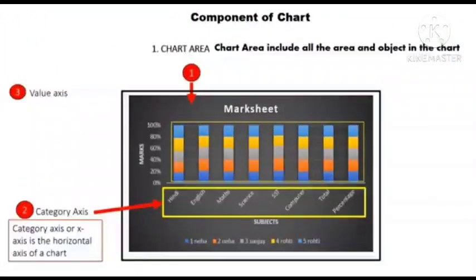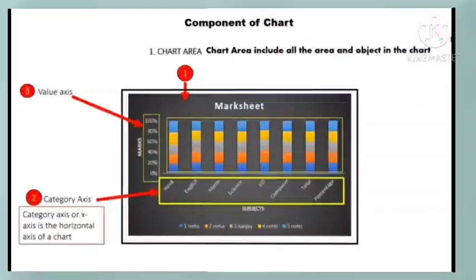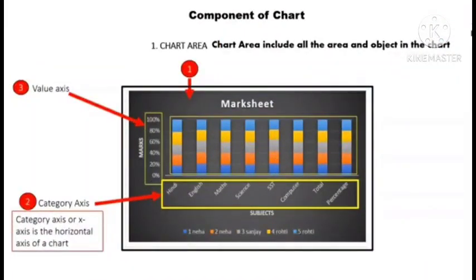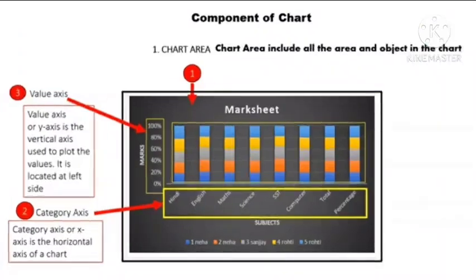Next we have the value axis. Over here in this figure you can see the value axis, children. The y-axis, where you enter the values of the data, is called the value axis. You can see over here, it has been marked with an arrow and it shows the percentage. The value axis or y-axis is the vertical axis used to plot the values. It is located on the left side. Understood?